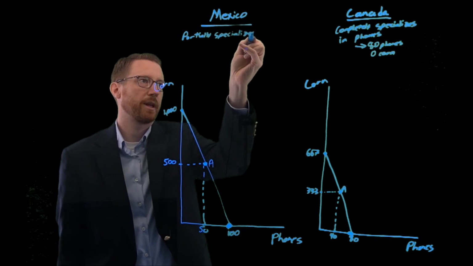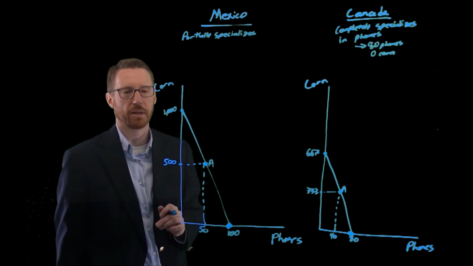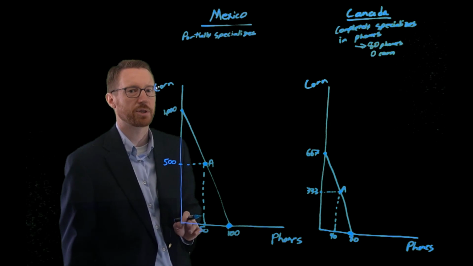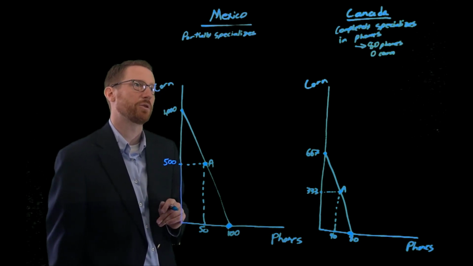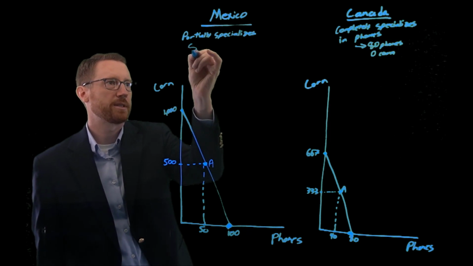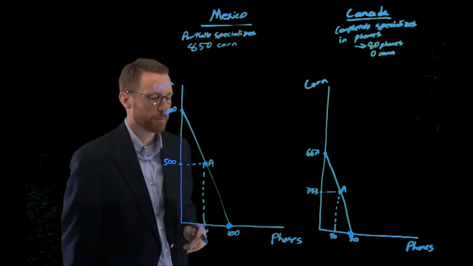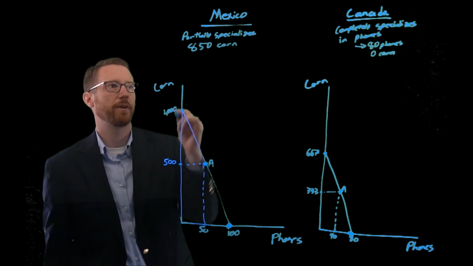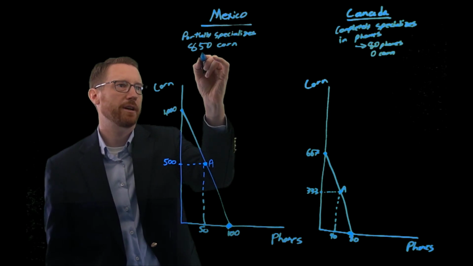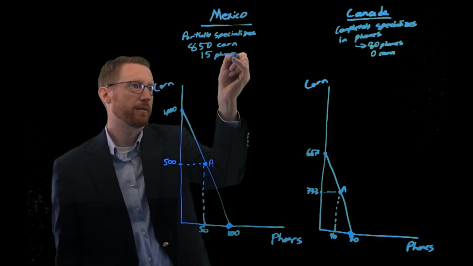Partially specializes. So that means they're going to move in the direction of producing more of one good than the other, but not all the way to only producing a single good. So let's assume that Mexico partially specializes and produces 850 corn, but keeps producing some phones. So if they produce 850 corn, that leaves enough time left to produce 15 phones.